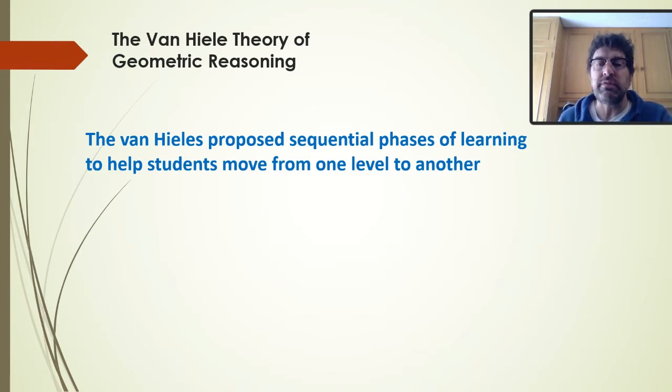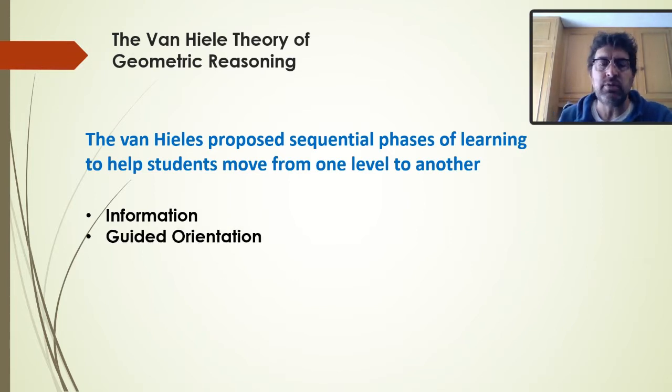So let's see. The Van Hieles proposed sequential phases of learning to help students move from one level to the next, folks. And this is the expert knowledge, the professional knowledge that teachers of mathematics have and should have, so that you can help your learners progress through the levels. The first is called the information phase, where you gather information about what the learners know, how well they know it, and at this point you listen. You're a facilitator, you're listening.